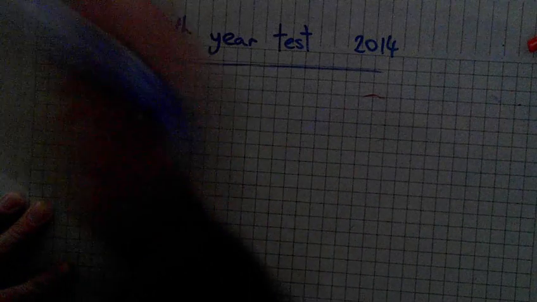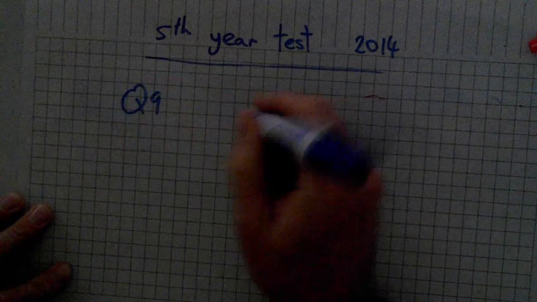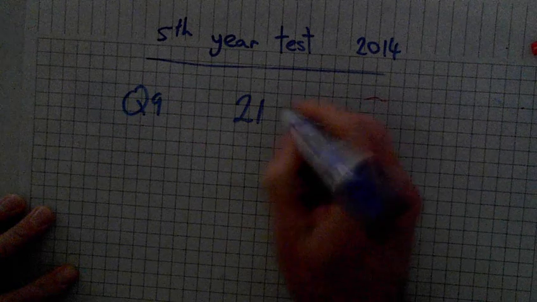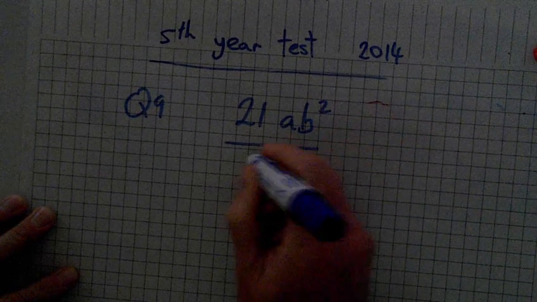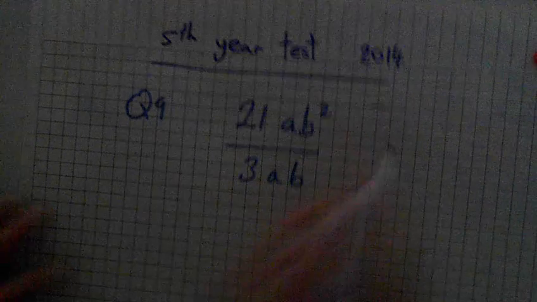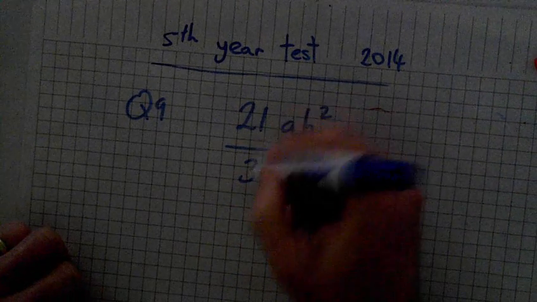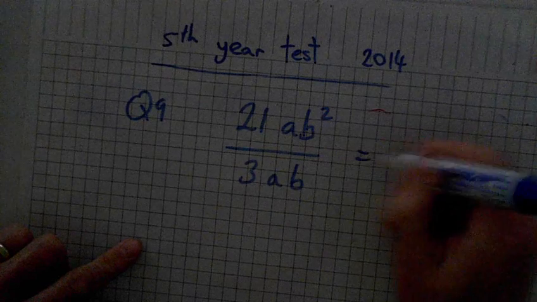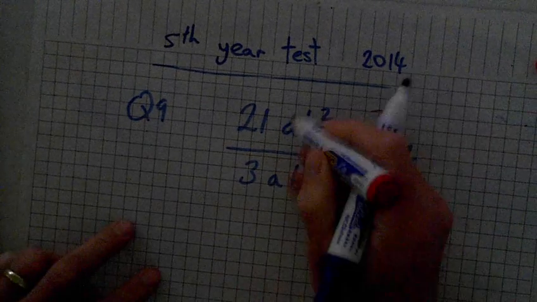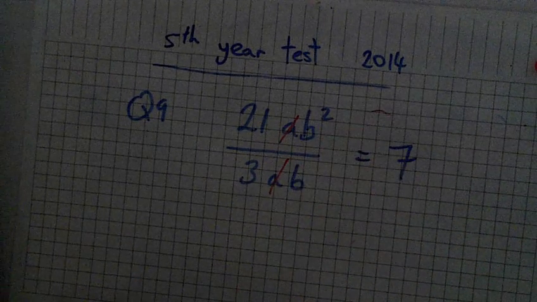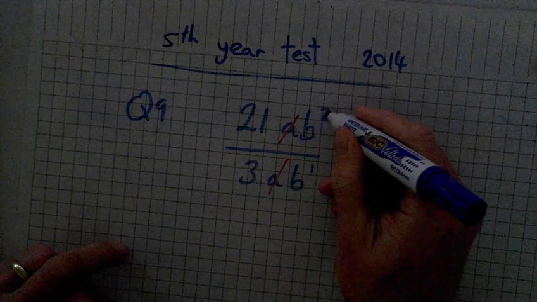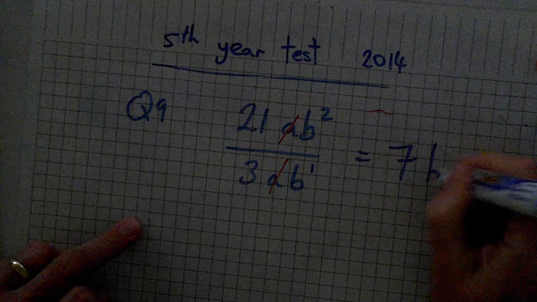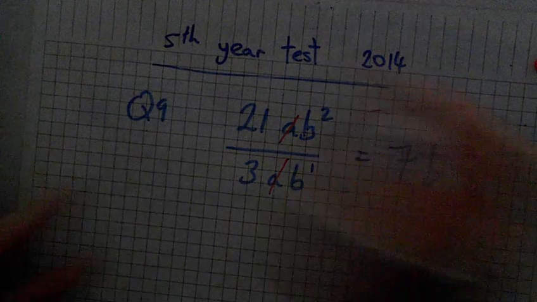The next one, question 9, simplify. Simplify means, can you write it in an easier form? A lot of people should have got this right, and they didn't. So first of all with the numbers, 21 divided by 3 is 7. A divided by A, cancel each other. B squared divided by B, so what you're doing is subtracting 2 minus 1, B to the power 1, or B.